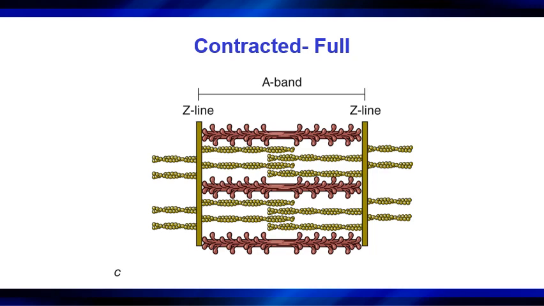Here's full contraction, the fully contracted muscle. Now, when a muscle's fully contracted, you again have reduced force potential. The reason for that is you're basically using up all your cross bridges. So it's really under the partial contraction where you're getting a more optimal ability to produce force. Here you're going to have low force potential.